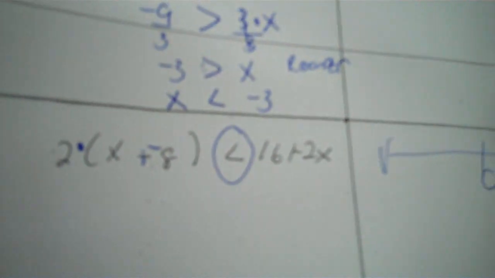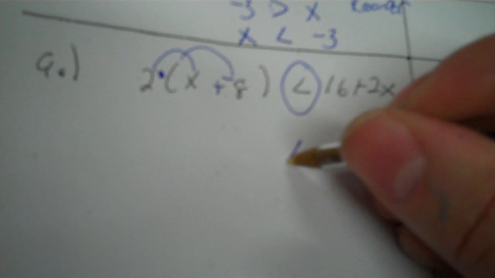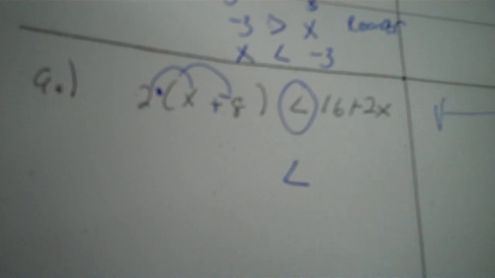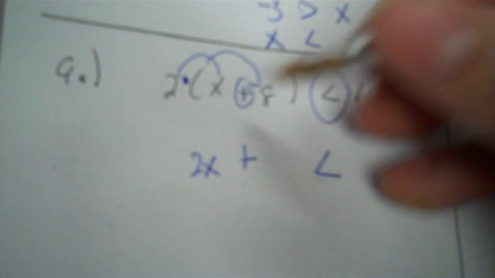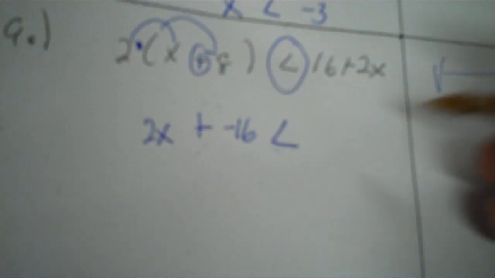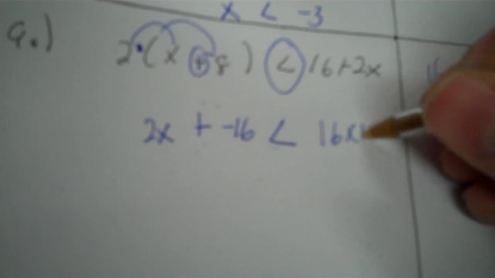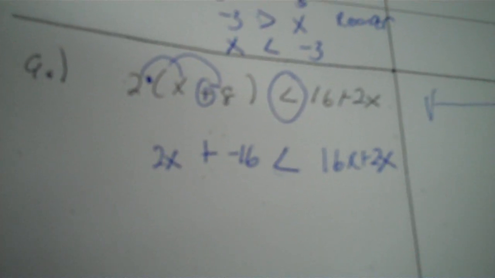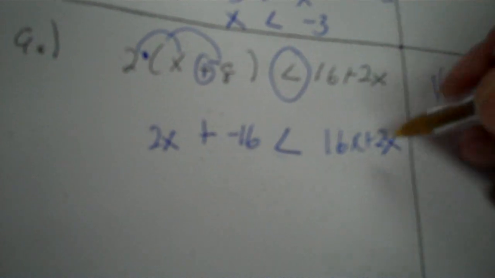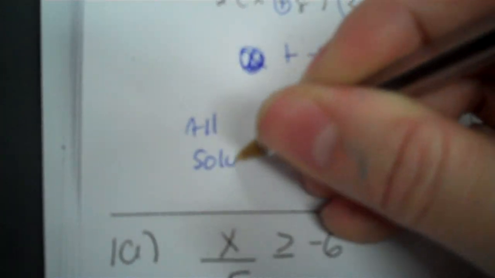2 times the quantity x minus 8 plus negative 8 inside the parentheses is less than 16 plus 2x. First you have to distribute. When you're distributing, the sign doesn't change. It doesn't matter if it's a negative or a positive. So you're going to drop down your plus. 2 times x is 2x. 2 times negative 8 is negative 16. The other side you get 16 plus 2x. Oh, take out the smaller one. We don't have a smaller one. They're equal. So you take them out. Cross out your number line, and this is all solutions or no solution.